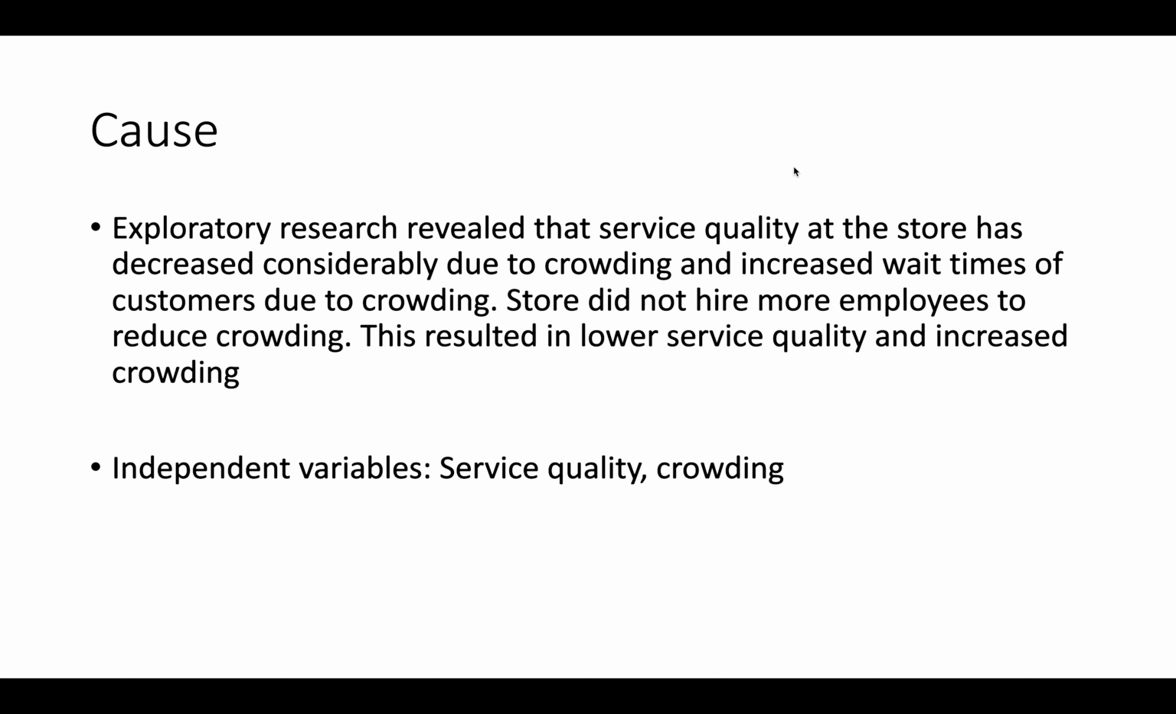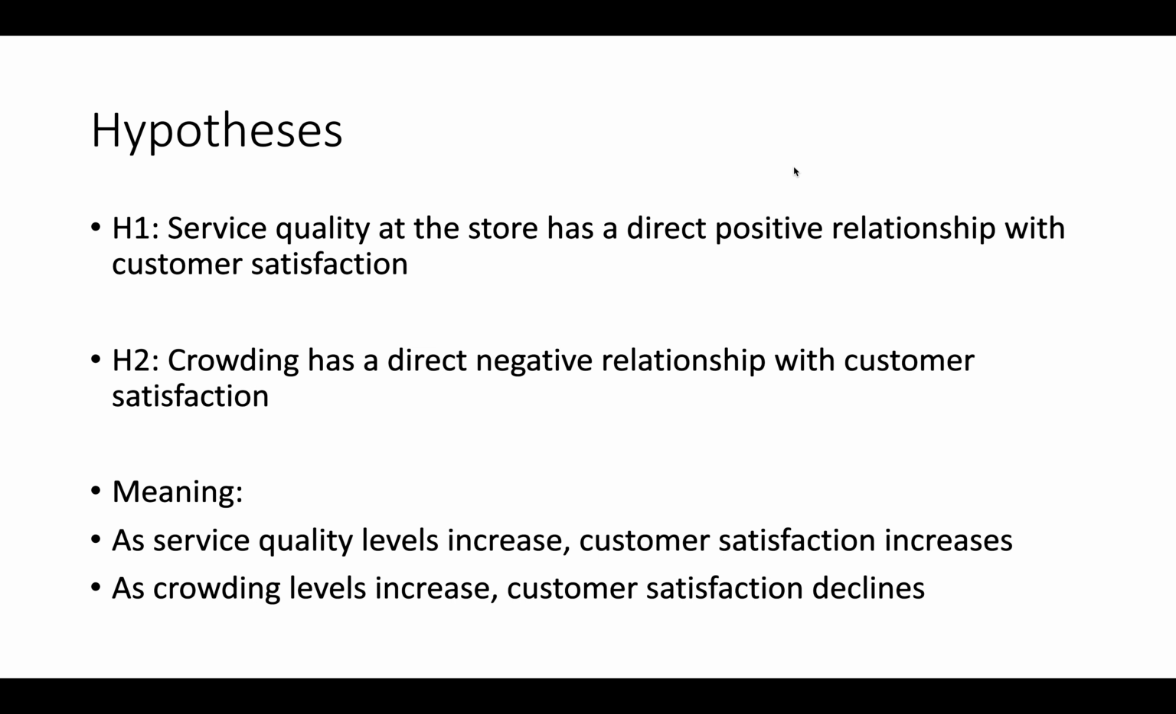So we find that there is big crowd. So we can do that by observing the store, talking to the employees. So they say that there is more crowding. So more customers simply leave without buying anything, or customers simply buy less due to crowding. So here our independent variables are service quality and crowding at the store.